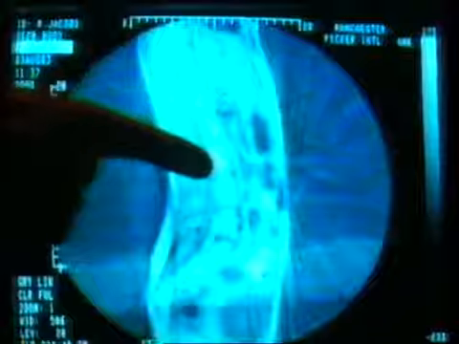There's the spine. And in between the vertebrae, the discs. There's the front of his body and the back.